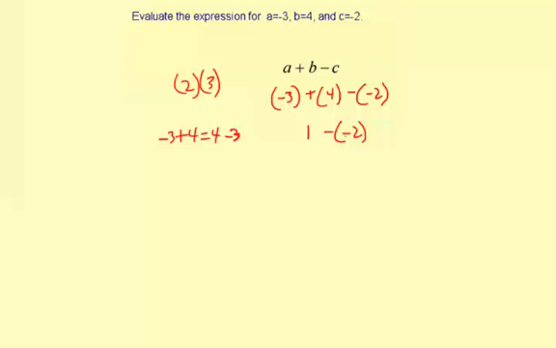Now when you have a double sign like this, you want to convert it to a single sign. And minus minus is the same thing as plus. So you have 1 plus 2, which is 3. So your expression a plus b minus c with the given values of a, b, and c works out to be 3.